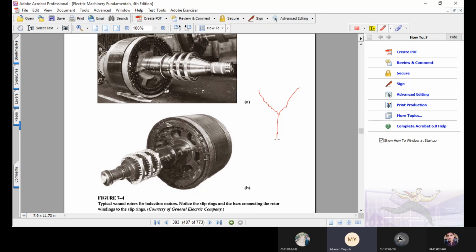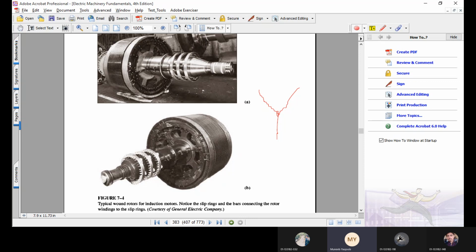So if there are three windings for a three-phase system, then obviously three windings would have six ends. Three ends, one of each winding, are basically shorted at this central Y point here. So there are three ends that are joined together at this Y end, and the remaining three ends are basically each connected to one of the slip rings.